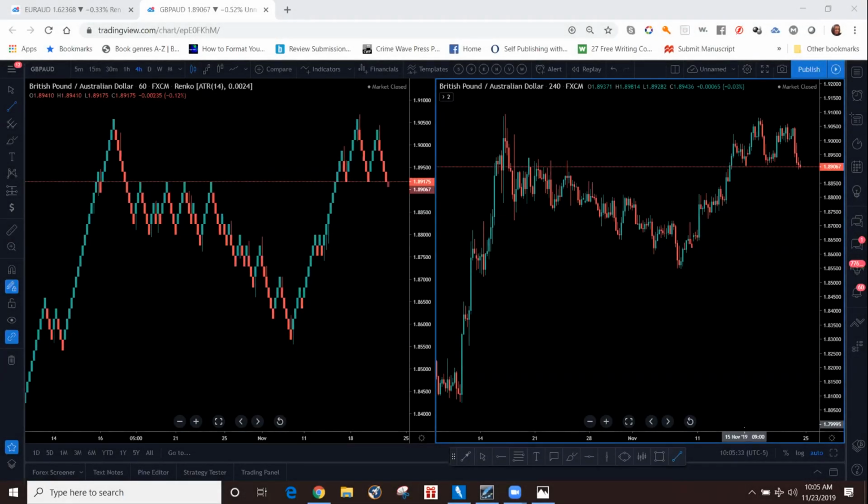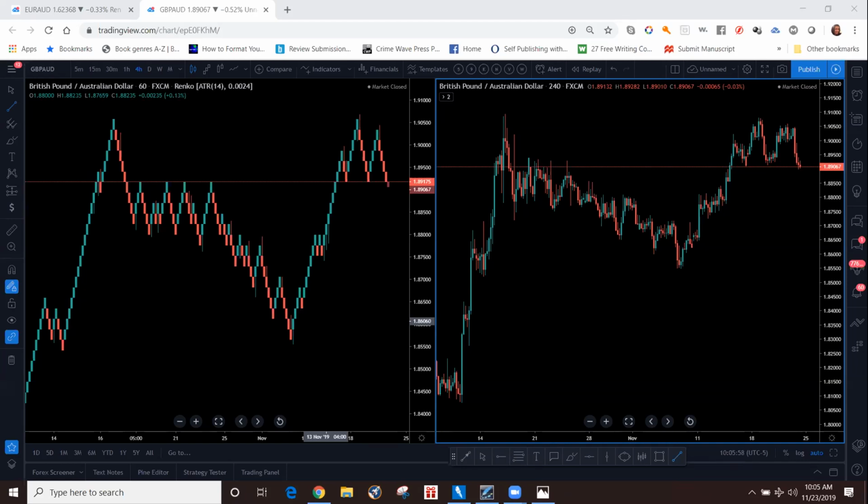The first thing I'm going to do is explain to you what Renkos are. On the right side of the screen, we see candles. On the left side of the screen, we see Renkos. Renkos are formed in what are called bricks. You have to learn to identify the time frames, because Renkos don't really go by time frames. They go by pure price action.